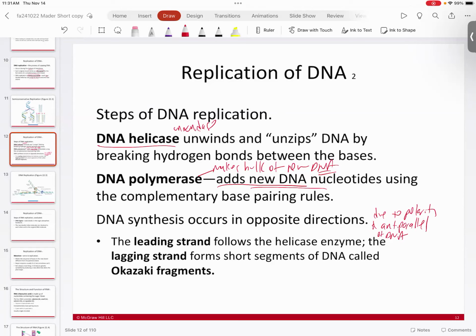Remember, the important thing to understand is that polymerase itself can only add nucleotides to the 3' OH. So it has to have that 3' OH. Where's the 3' OH? It's only on one end, right? You've got your 5' phosphate on one end. You have your 3' OH on the other end. So the polymerase can only add new material to that 3' end. That basically means it has a 5' to 3' directionality.